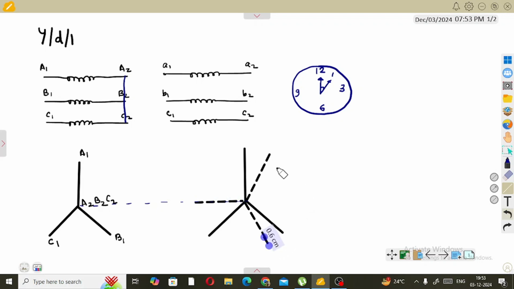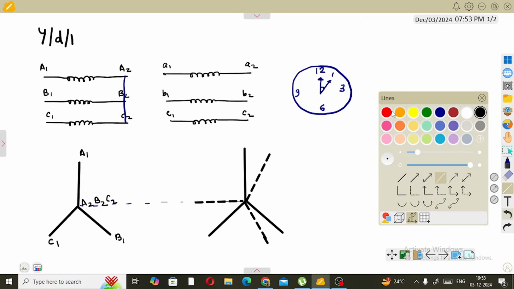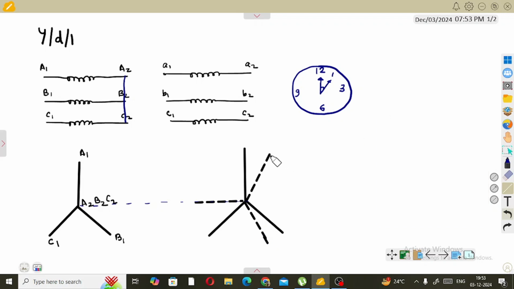Good. Now I have to join these together. If I want to join this one, it's identical to this line. So I will take this one and join this line together, and I will say this is my A1. I will name this one A1 and this one A2.